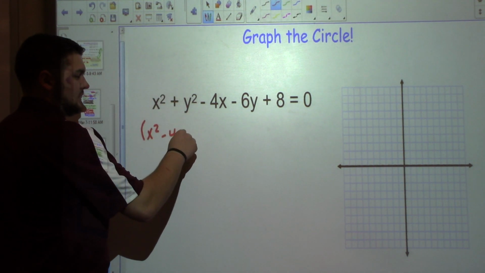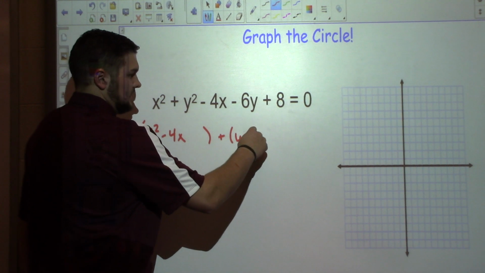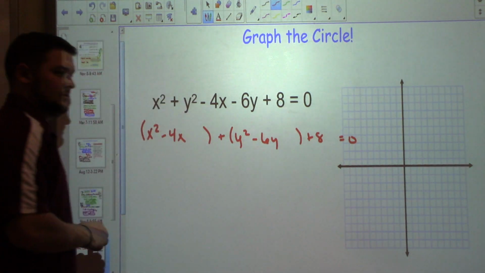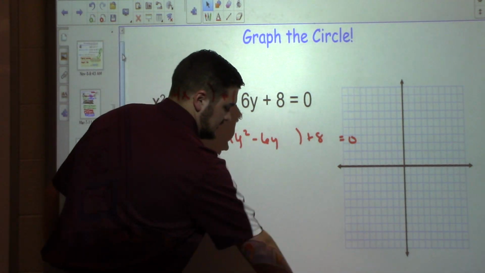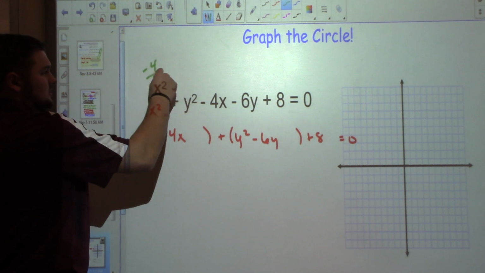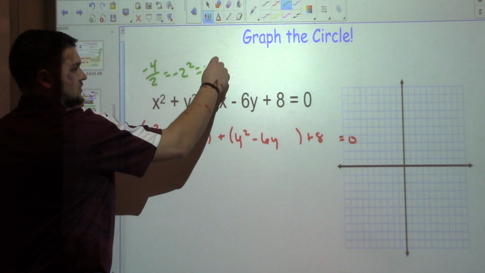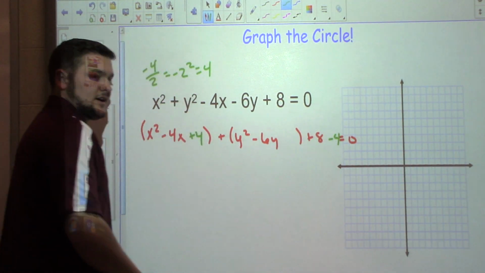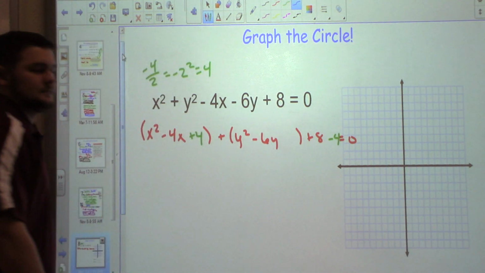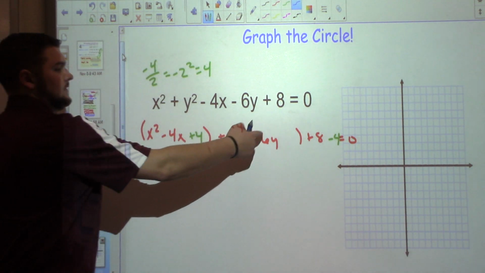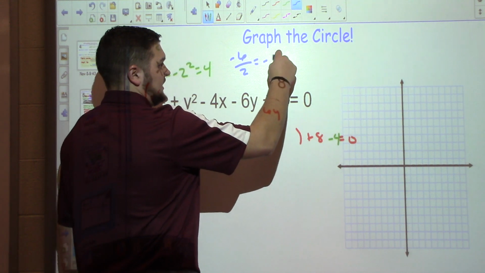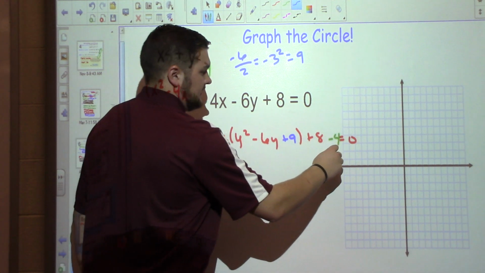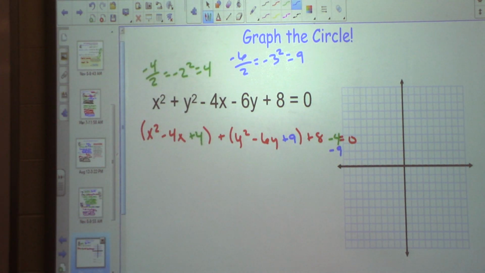X squared minus 4x plus y squared minus 6y plus 8 equals 0. And complete the square. Negative 4 divided by 2 is negative 2. Squared, I get positive 4. So add 4 on the inside, subtract 4 on the outside. Same thing with my y term. Negative 6 divided by 2 equals negative 3. Squared gives me 9. So add 9 on the inside, subtract it on the outside.